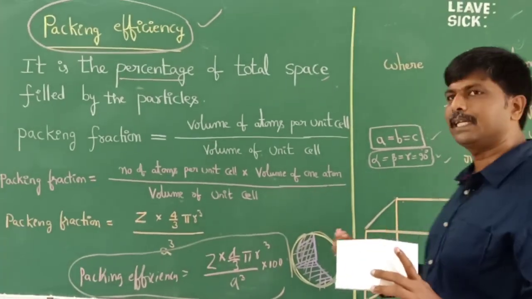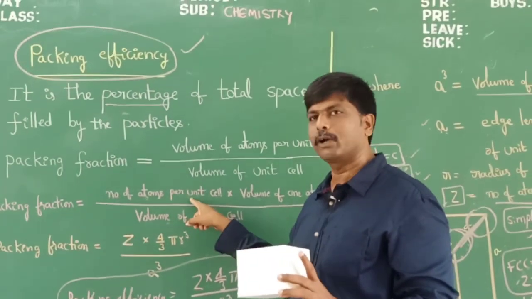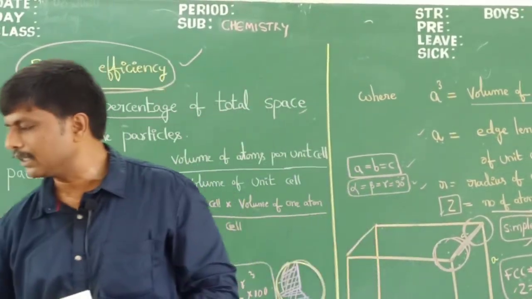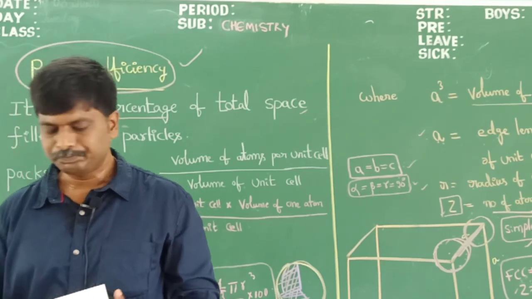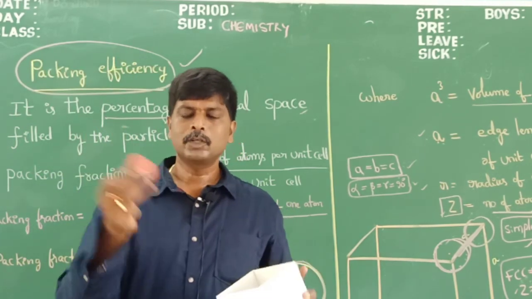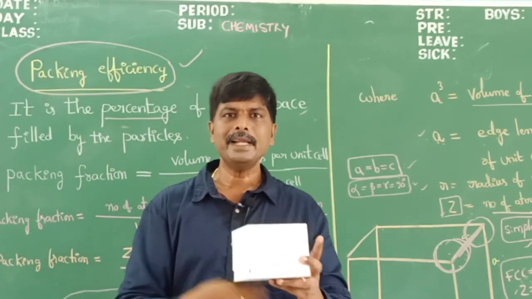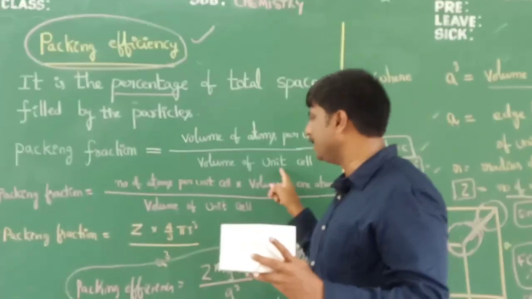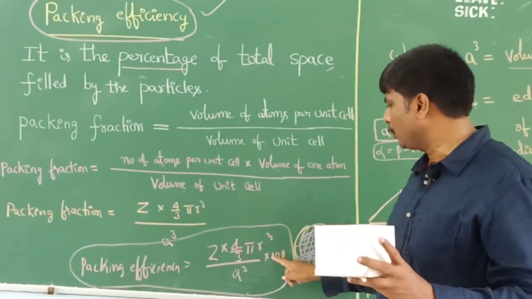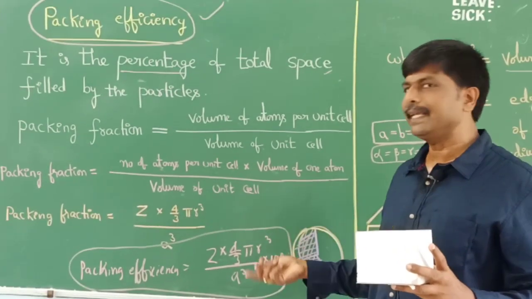If it is face-centered cubic, the number of atoms is 4. So how to write it for face-centered cubic? You have to take 4 atoms, so volume of 4 atoms by volume of the unit cell into 100. What is the packing efficiency?